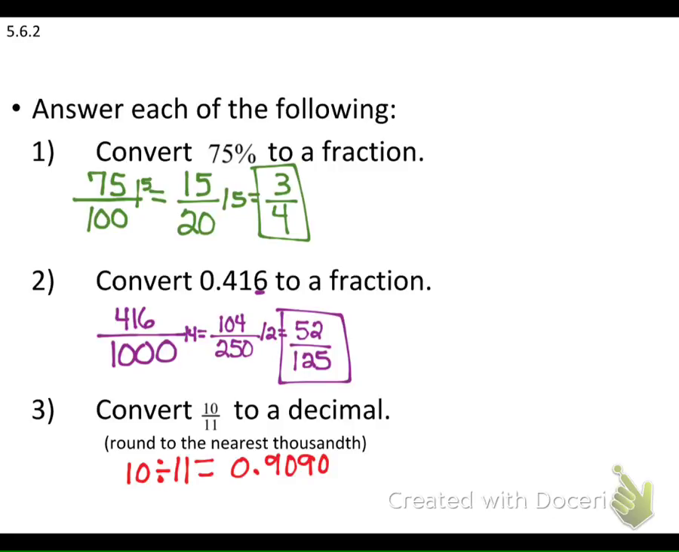thousandths place value. How many places past the decimal is my thousandths? 3. Look right behind it. Is that 5 or greater? No. So what's my final answer going to be? 0.909.